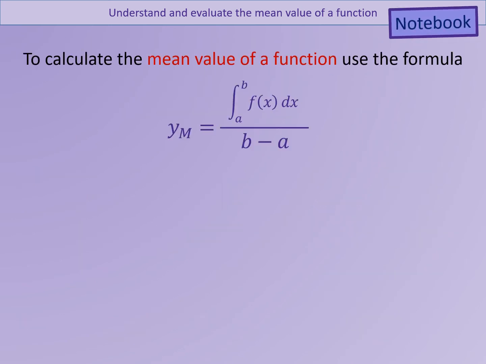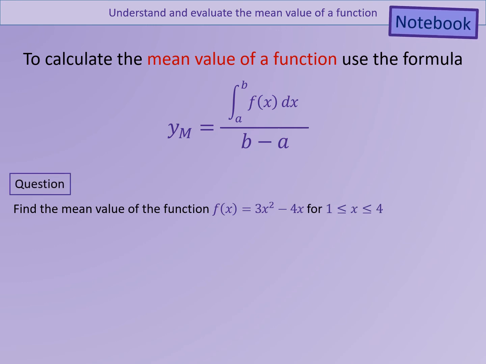So to calculate the mean value of a function, we can use this formula. By the mean value, we can think of that as being the average value of y over that interval. So we find the integral of the function from a to b, and we divide by the width of the interval, which will be b minus a.